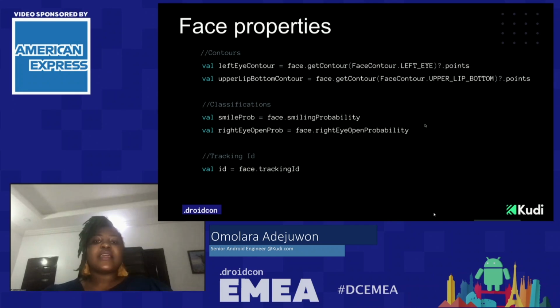Also, you can track in cases where you want to actually use multiple faces. You can add an ID to a particular face in the list of faces, so it tracks that face as it moves in the frame. It's helpful if you are doing live streaming and you want to continually track a particular face. So it gives you the ID of that.